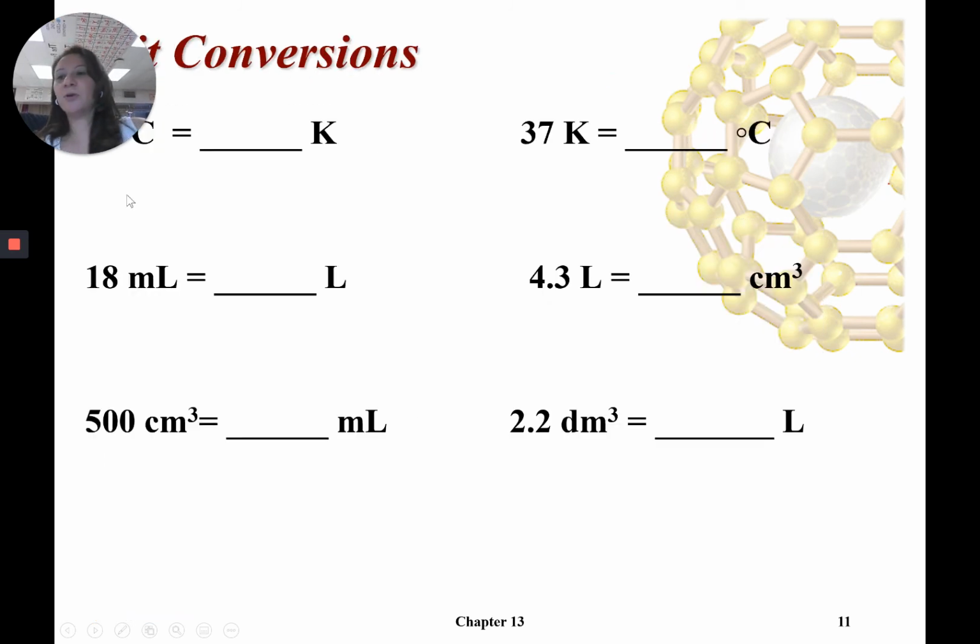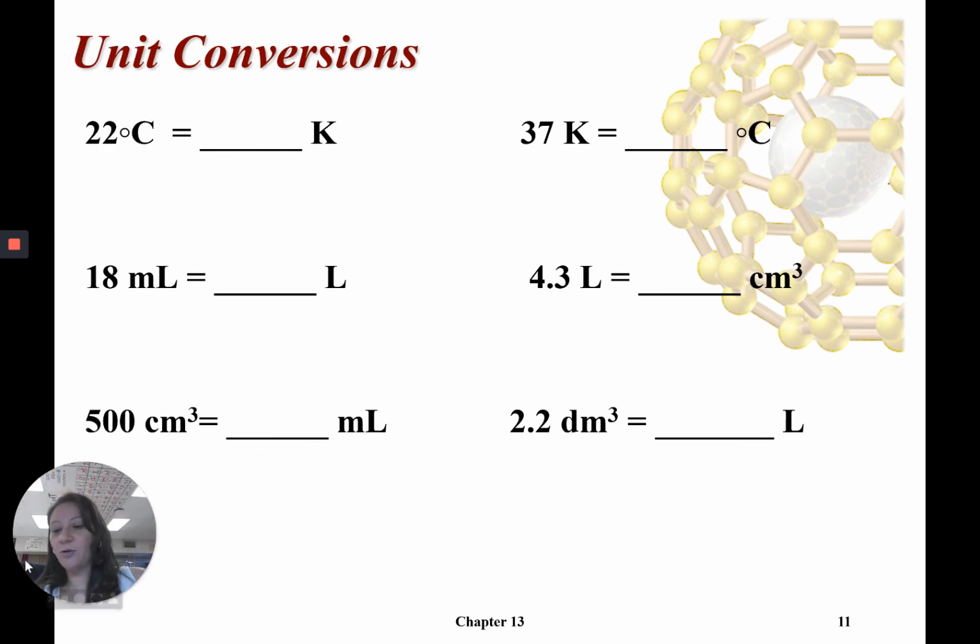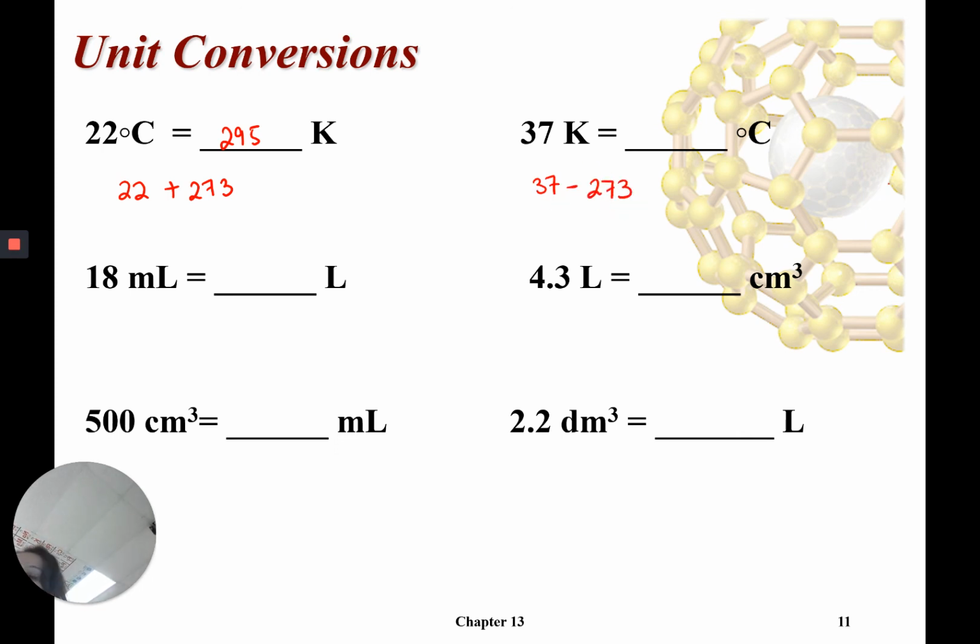Okay, so that's a summary of the different variables. Now, you need to be able to convert between different units of these variables. So let's practice some of these. We'll start with temperature. So if I have Celsius, 22 Celsius is close to room temperature. If I wanted that in Kelvin, I'd add 273. So that would be 295 Kelvin. 37 Kelvin, that's very cold. If I wanted to take that to Celsius, I subtract 273. And so that is negative 236 Celsius.